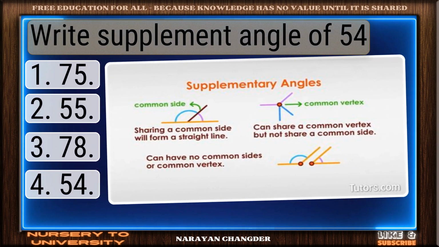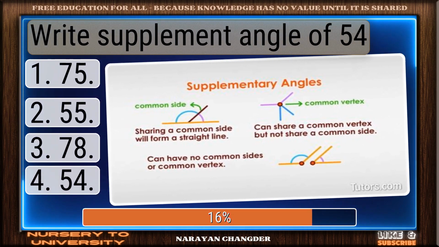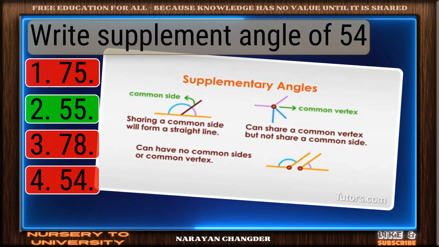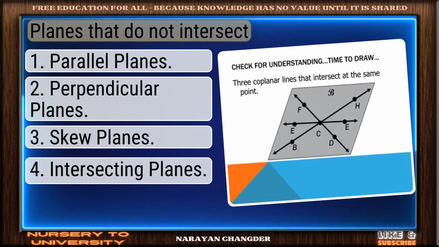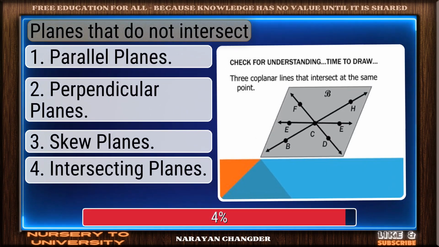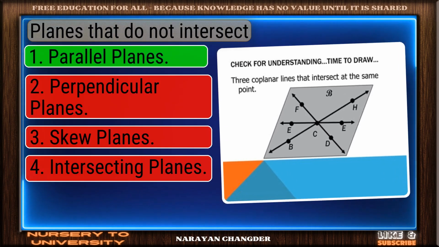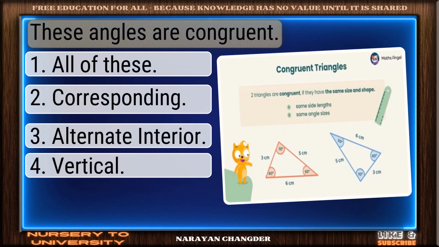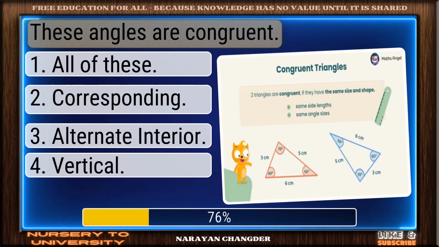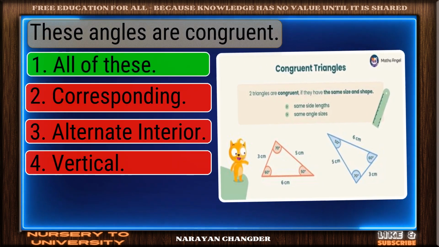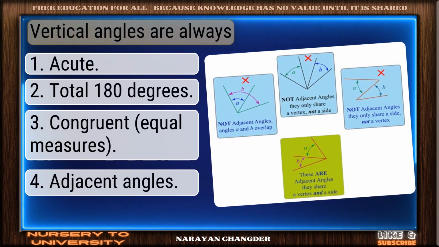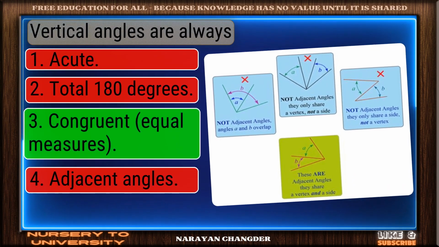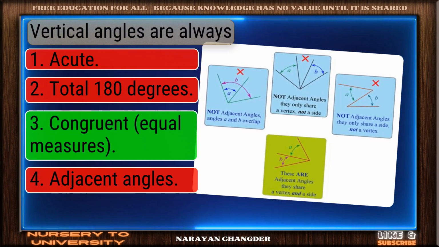Question number 283. Write the supplement angle of 54. Exactly. 55 makes sense, and it is right choice. Question number 284. Planes that do not intersect. On track. Parallel planes is the correct answer. Question number 285. These angles are congruent. Good job. Your answer all of these works well here. Question number 286. Vertical angles are always. Smart move. Congruent is an accurate answer.